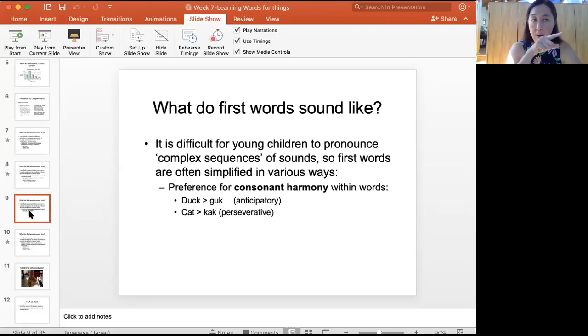You can also see influence going forward, left to right. So cat, instead of saying "cat", they say "tat" or "cac". Here the K influences the later consonant. So it's sometimes from back to front, sometimes front to back. These consonant harmonies happen.